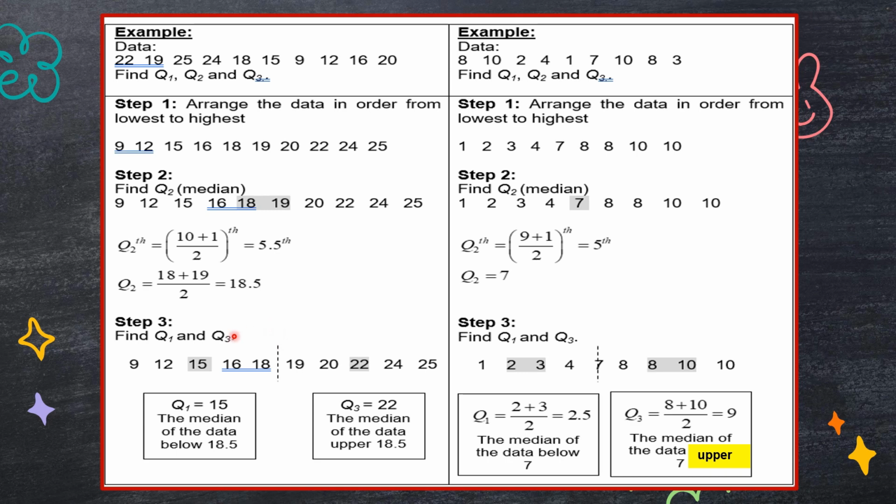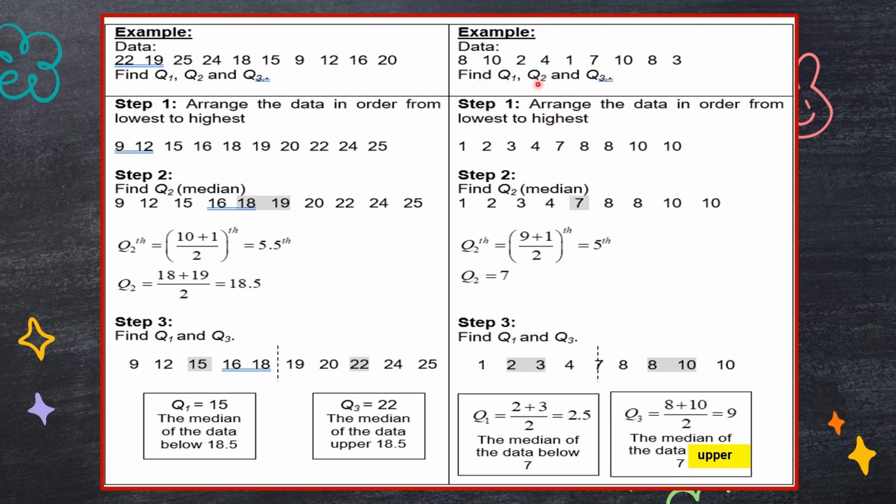Next, step 3, find the first quartile and third quartile. The first quartile is 15 because it is the median of the data below 18.5. And the third quartile is equal to 22 because it is the median of the data above 18.5. Next example.